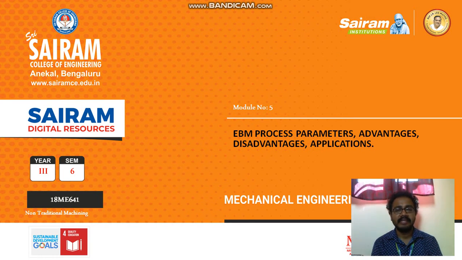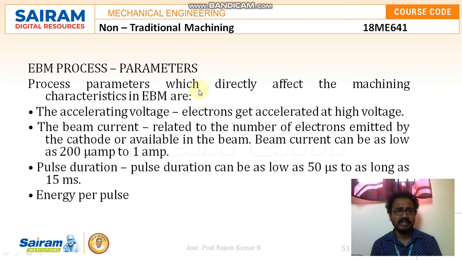We also saw the similarities between electron beam machining and laser beam machining, except for the mechanism we follow to get the source. The way of metal removal is almost similar to laser beam machining. So first we'll start this video with the electron beam machining process parameters.